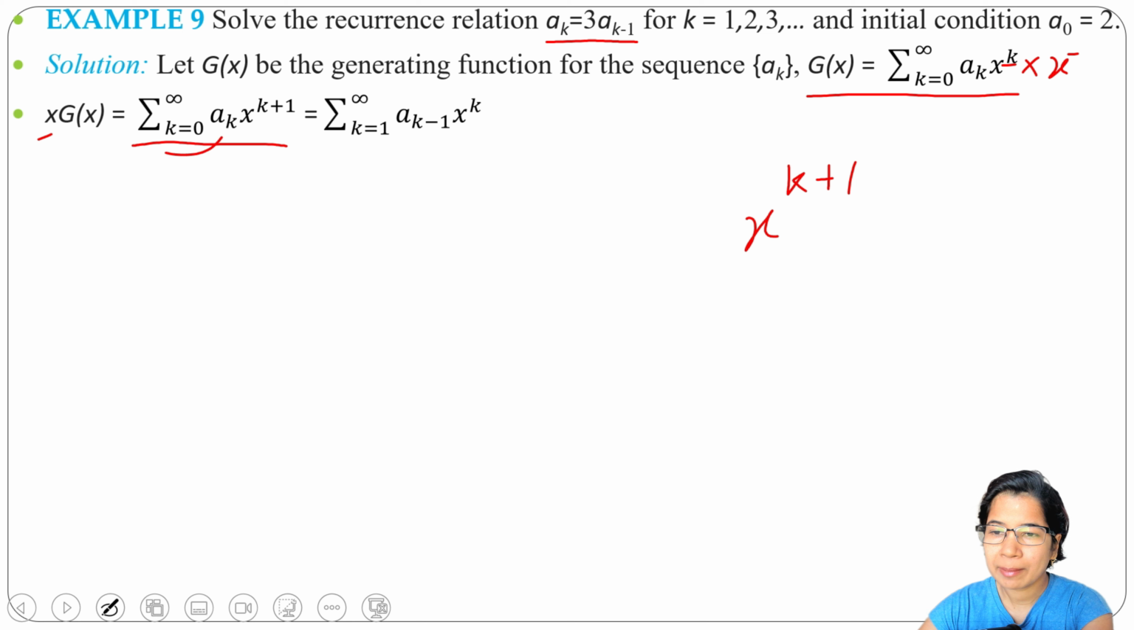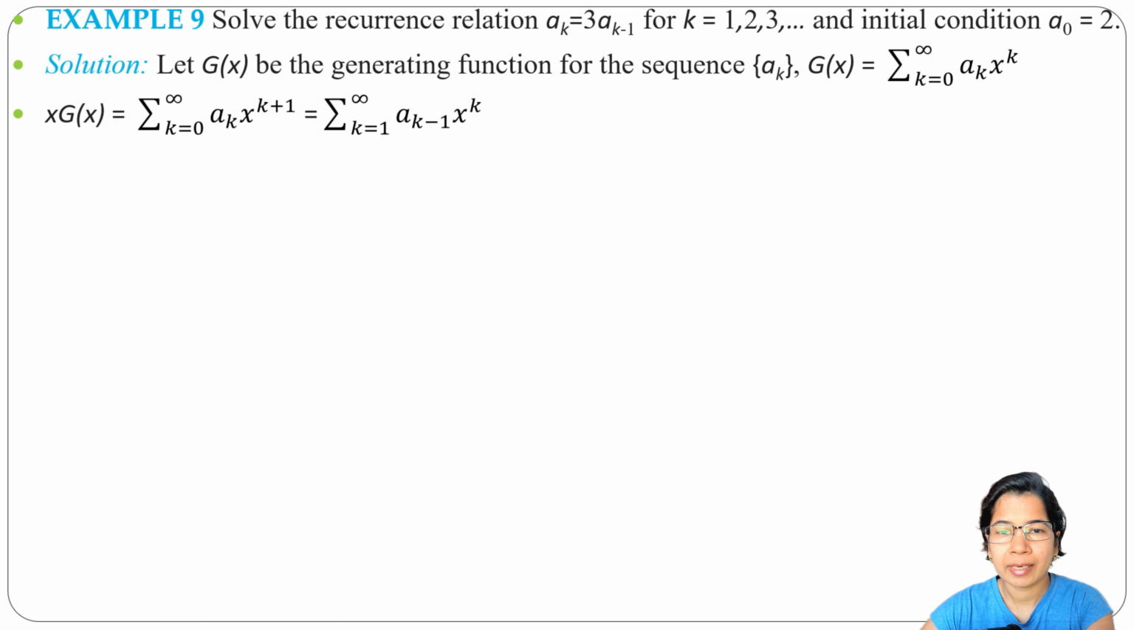Next we can simplify it. Here the limit is k equals 0 to infinite, that we can change to k equals 1 to infinite. The k value reduced, so a(k-1) x^k. From this we'll reduce minus 1, so a(k-1) x^k. Before it was k+1, now k after taking the limit k equals 1 to infinite.